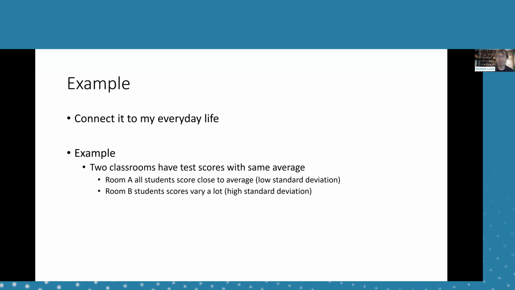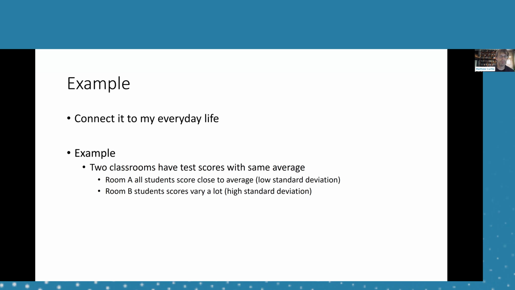In room B, scores vary a lot. So the average is still 85, but the lowest score is now 60, and the highest score is a perfect 100%. So there's a lot of variation. So there's a high amount of standard deviation in room B, whereas in room A, the scores are all very close to the average, so therefore we have this low standard deviation. So that's the A, D, and the E.